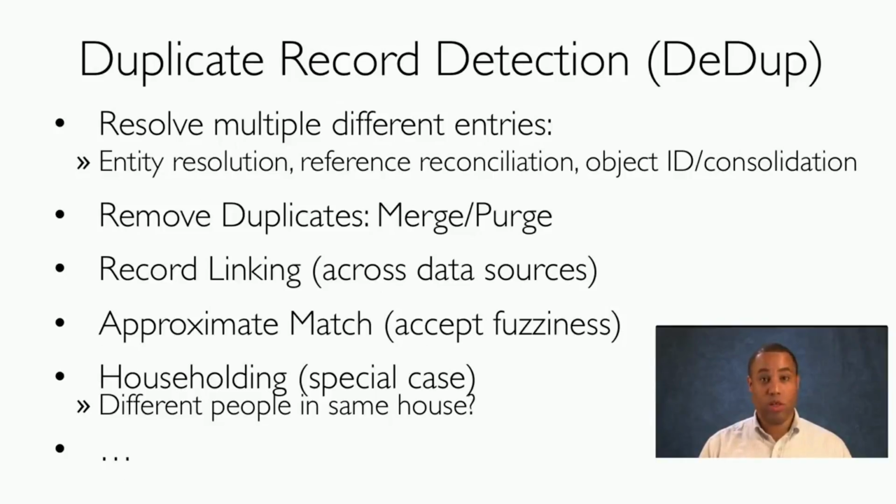A challenge that we have during data integration is duplicate record detection, or dedupe. Examples are resolving multiple different entries, identifying what is an appropriate entity or a matching entity, or determining which references are correct, or which object IDs should be consolidated, or removing duplicates by merging or purging values in the data set, or linking together records spanning across different data sources, or performing approximate matches, where we accept fuzziness instead of an exact match, or householding. This is a special case where we try to determine things like, are different people in the same household?